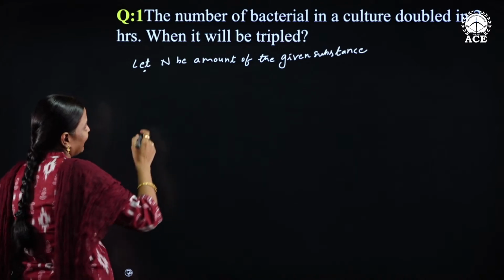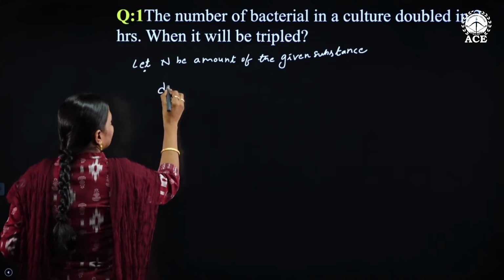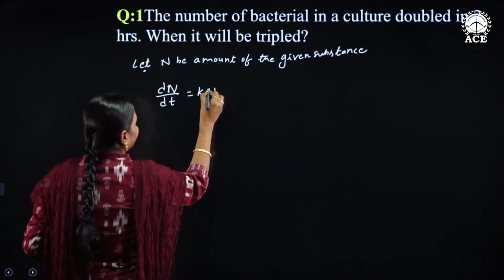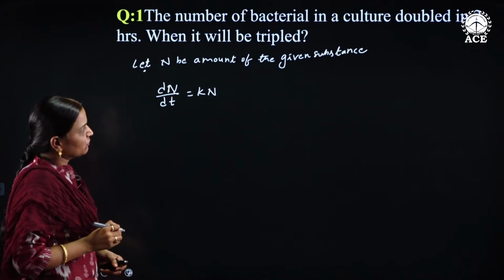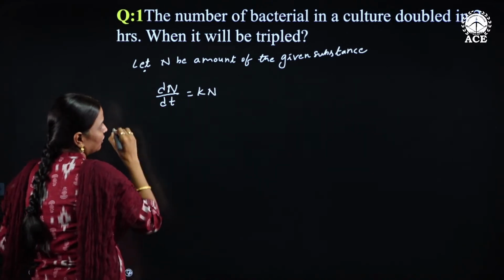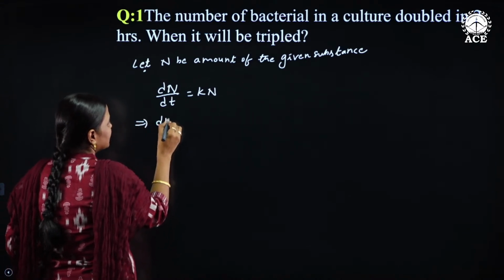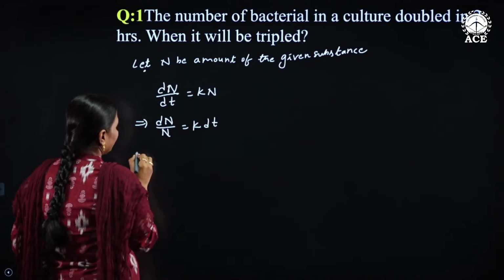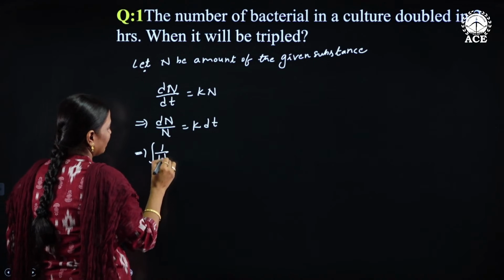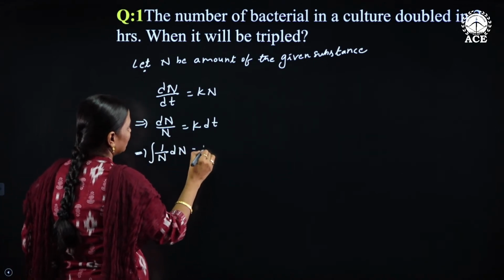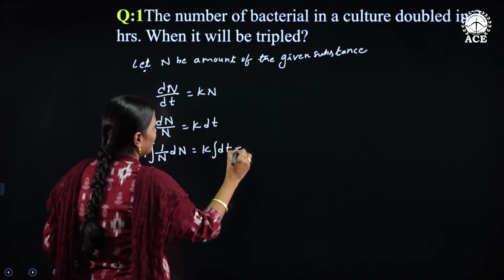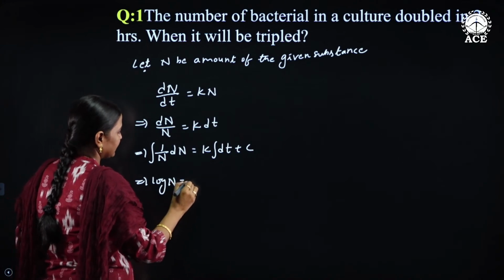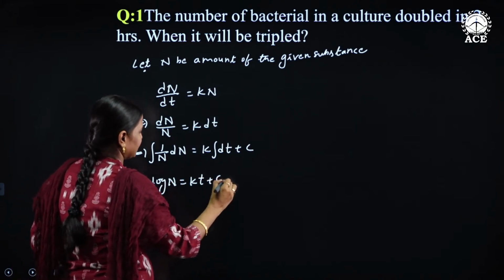So what is the differential equation? By the law of natural growth, what is the differential equation? dN by dt is equal to kN. So this is the required differential equation for growth. Simplify and solve this differential equation. Here also, separate the variables. dN by N is equal to k into dt, and if you apply integration of 1 by N into dN is equal to k into integration of dt plus c. And what is the integration of 1 by N? That is equal to log N is equal to k into t plus c.